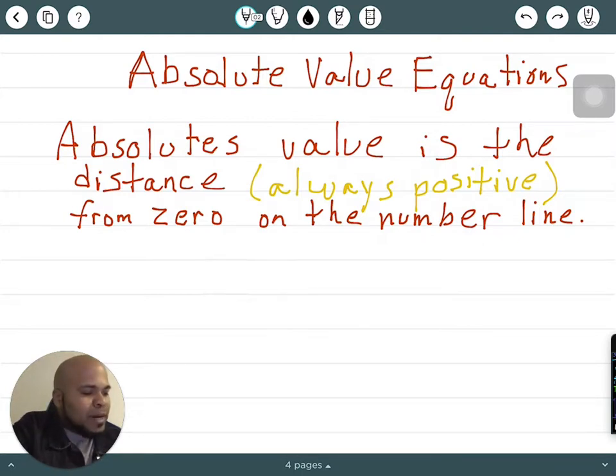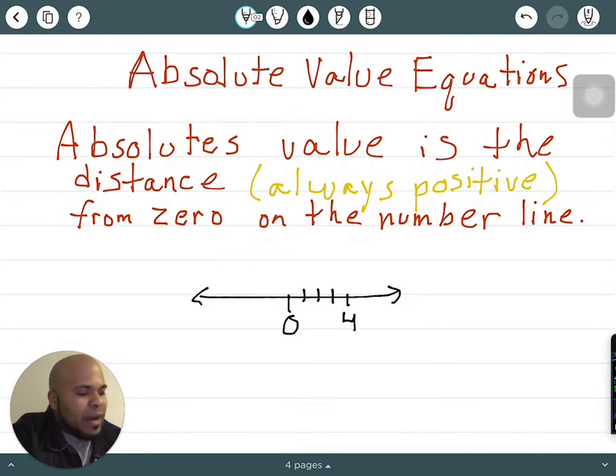So think about when you're talking about absolute value on a number line. Let's say that I have 0 in the middle, right? And let's say I have the number 4 over here. So 1, 2, 3, and I get to 4. I could do the same thing going backwards from 0, 1, 2, 3, and I get to negative 4. So the question that the absolute value answers, I should say, is how many units am I away from 0?